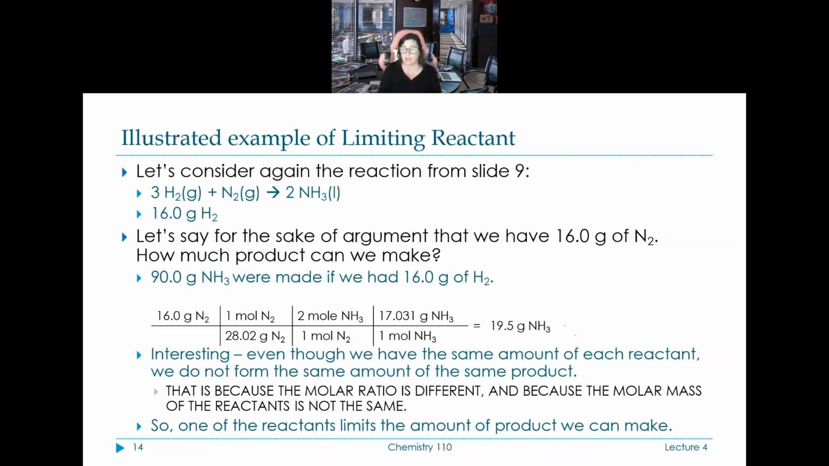So one of the reactants limits the amount of product that we can make. Which one is that? That's right, it's the N2, because I produce less NH3 from that. So it's the limiting reactant. Okay?